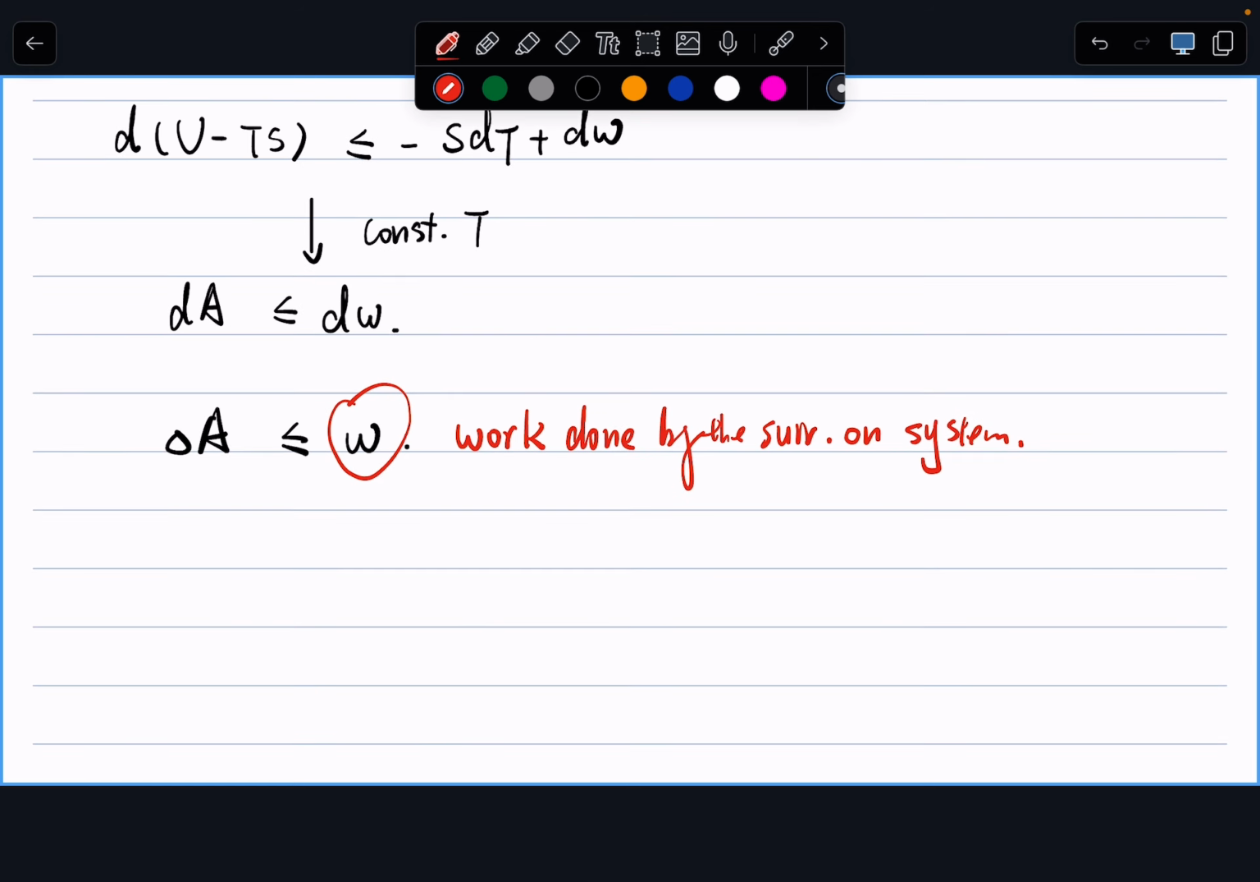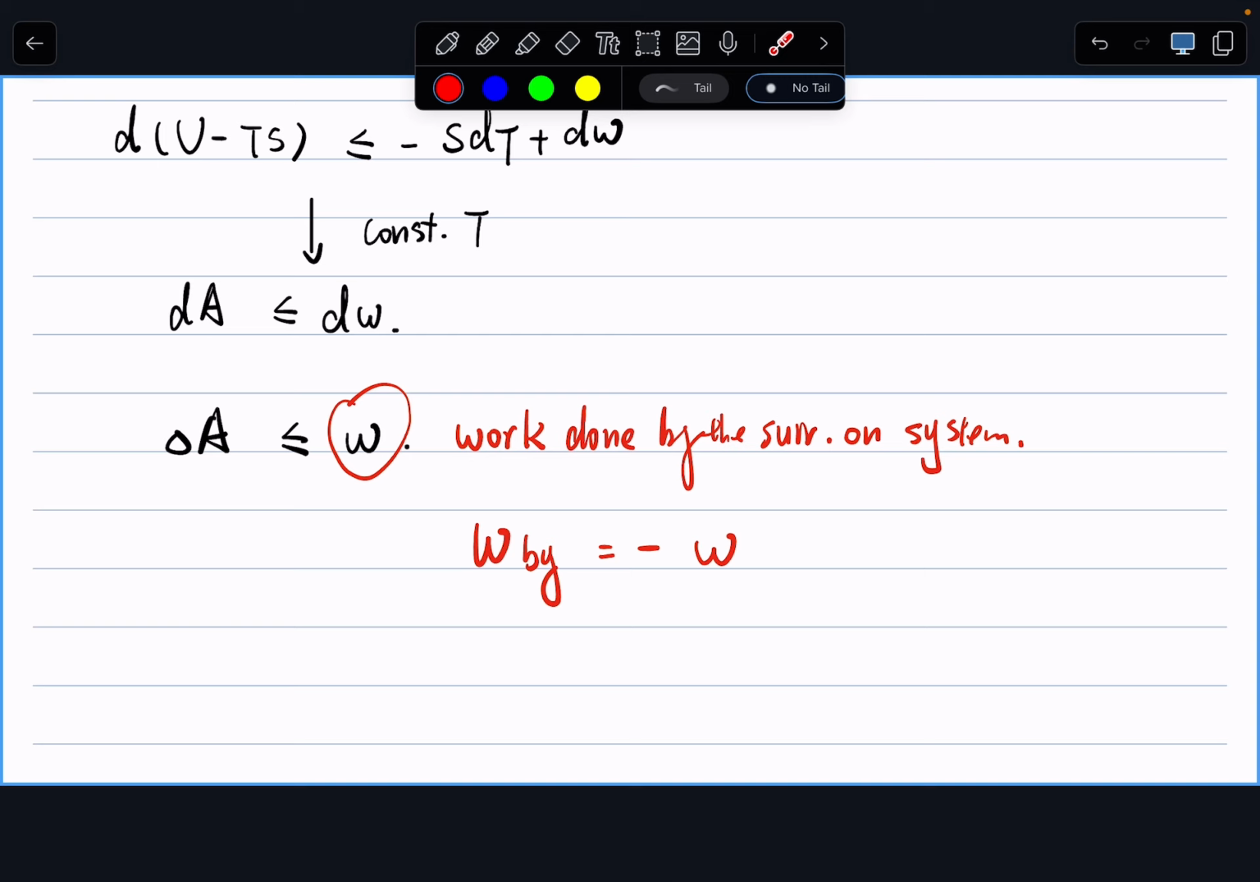Or if we want to know how much work my system is doing on the surroundings, we can have work by equals negative of the work done on the system. Imagine you're doing work on the system, so you'll have a positive W. Then the work done by your system will be the negative of that work done on your system.